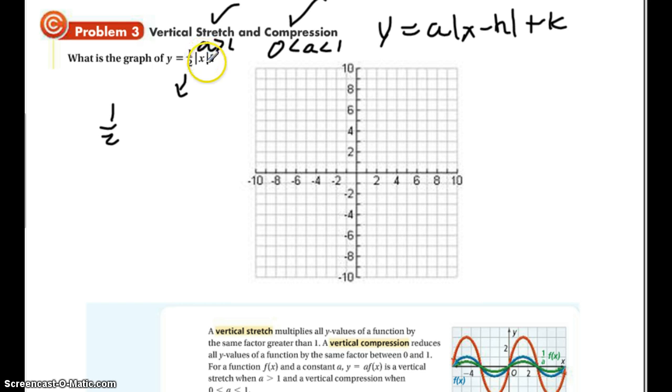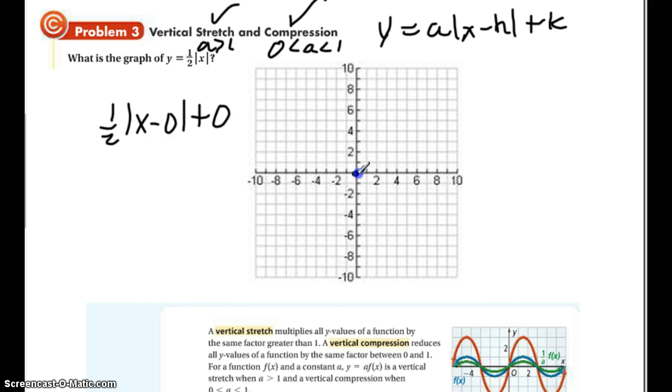Now, take a look at this function again. What are my h values and k values? Well, Mr. Bova, they don't have any. Well, that's very true, because you can rewrite this as 1/2 the absolute value of x minus 0 plus your k value of 0. Now you've just found the vertex, 0, 0.